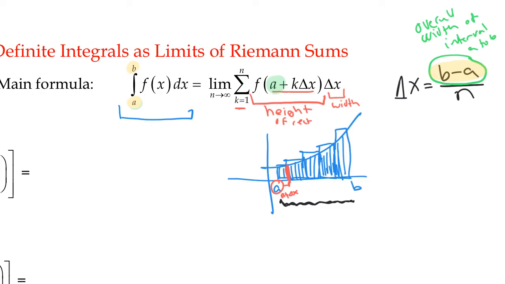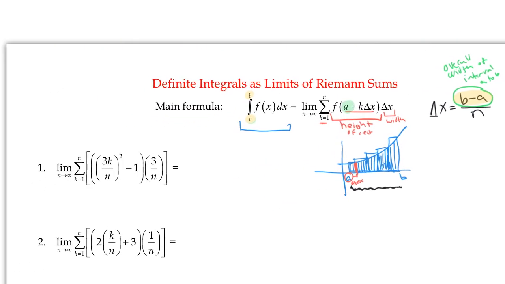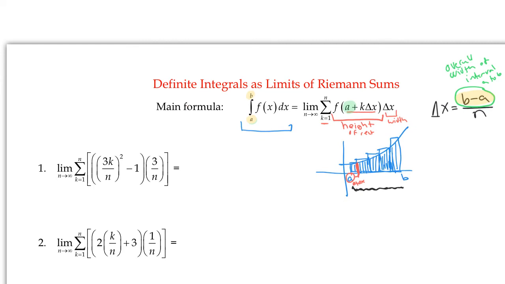So when we look at a problem like number 1, number 1's giving us the right side of the equation. So our job is going to be to write the integral that this represents. So we're thinking that we're going to end up with the integral from some a to some b of some function dx. And it's going to be my job to figure out that function and the a and the b, right?